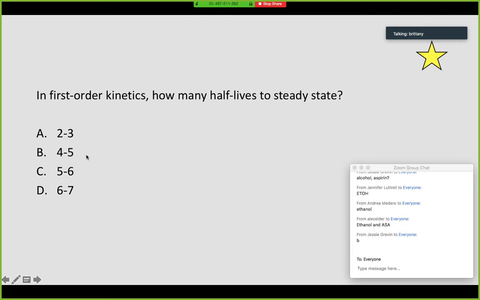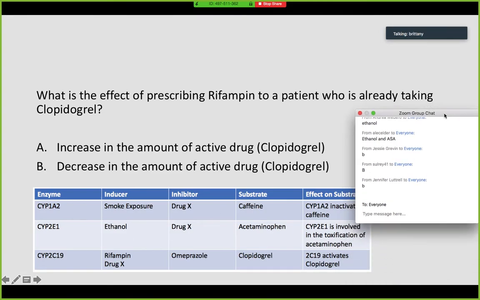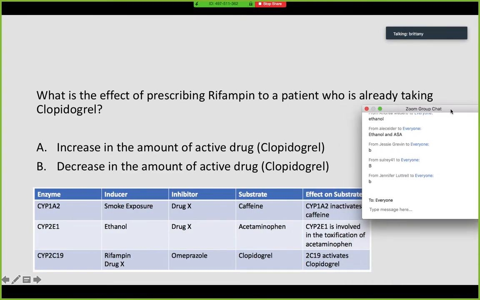So how many half-lives to steady state? Right, 4 to 5. It was on there last year. So hopefully you get this easy one tomorrow. Okay. So we definitely had questions like this on the exam last year.